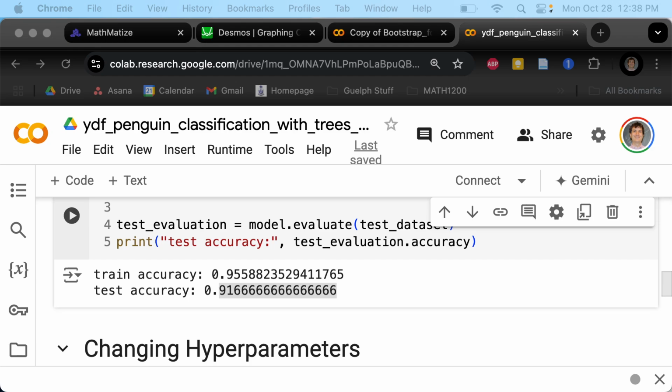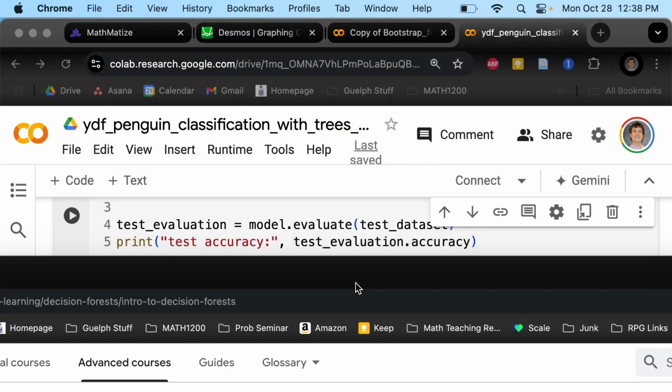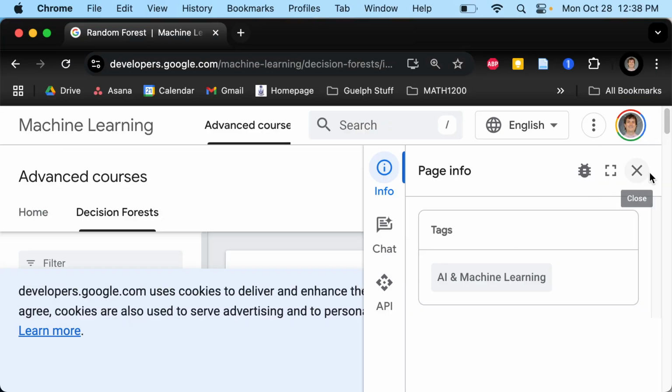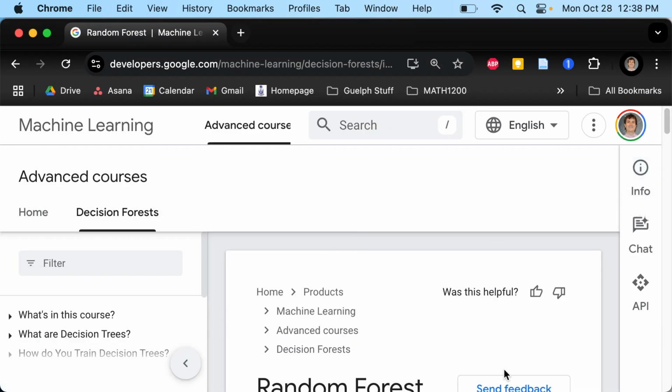So this is from the Google course that is new this year on random forests. They have a nice little plot here that I'm looking for. Okay, here's the classic example of this situation.